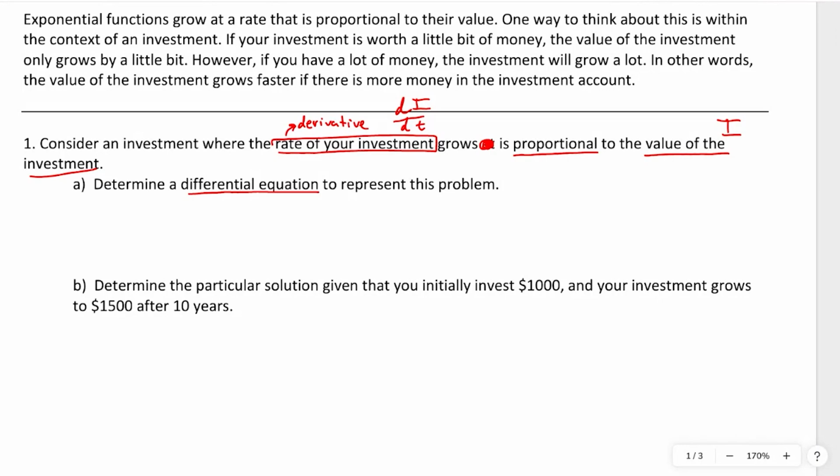So let's set this up. We've got our differential, the derivative of the value of the investment with respect to time, is proportional. Now we need to give a name to this scale factor, for lack of a better word, but it will be a constant because it is proportional. So we'll call that constant K. So K times the investment. In other words, there's some multiplier that you could multiply the value of the investment by, for any value, and figure out what the rate is.